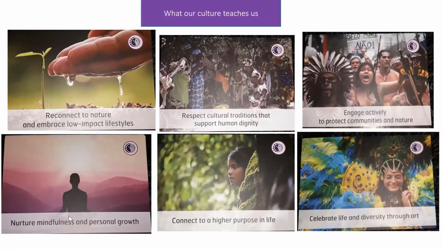How do we nurture mindfulness and personal growth all the time, specifically at days and times of stress? How do we connect to a higher purpose in life? How do we celebrate life and diversity through art? How does my community and my neighborhood and my city show celebration of life and diversity in different ways of expressing art?